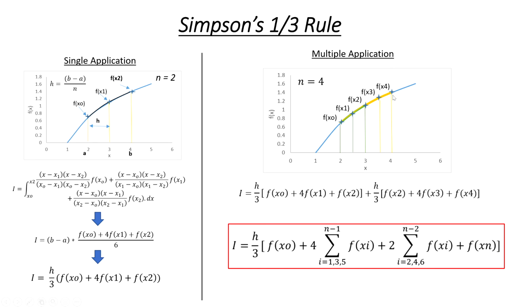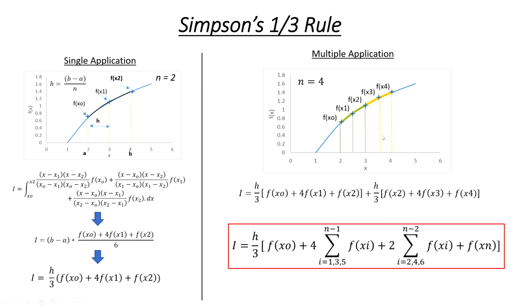In this case, I'm using 2 applications of Simpson's, and you can see we have here 5 different points: x0, x1, x2, x3, and x4. And since I'm having two applications and each application has two segments, now I have four different segments.